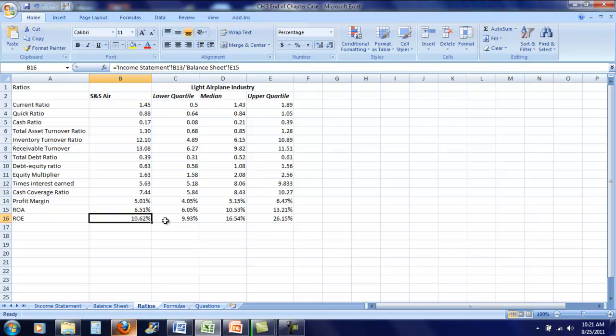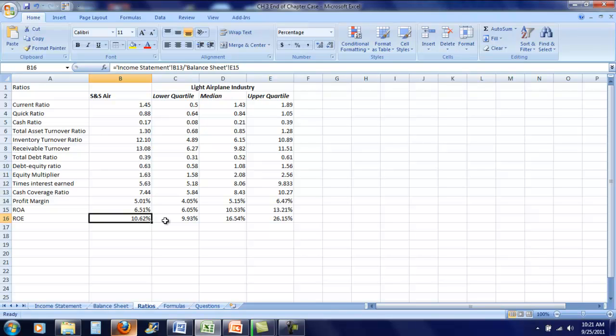So I'm looking at this and I'm looking at my current ratio. I'm a little bit above the median for the current ratio. I'm looking at the quick ratio. Again, I'm a little bit above the median for the quick ratio. So I'm doing fairly well here. In my cash coverage, I'm above the lower, but I did not make the median. So I might want to look into this for my cash.